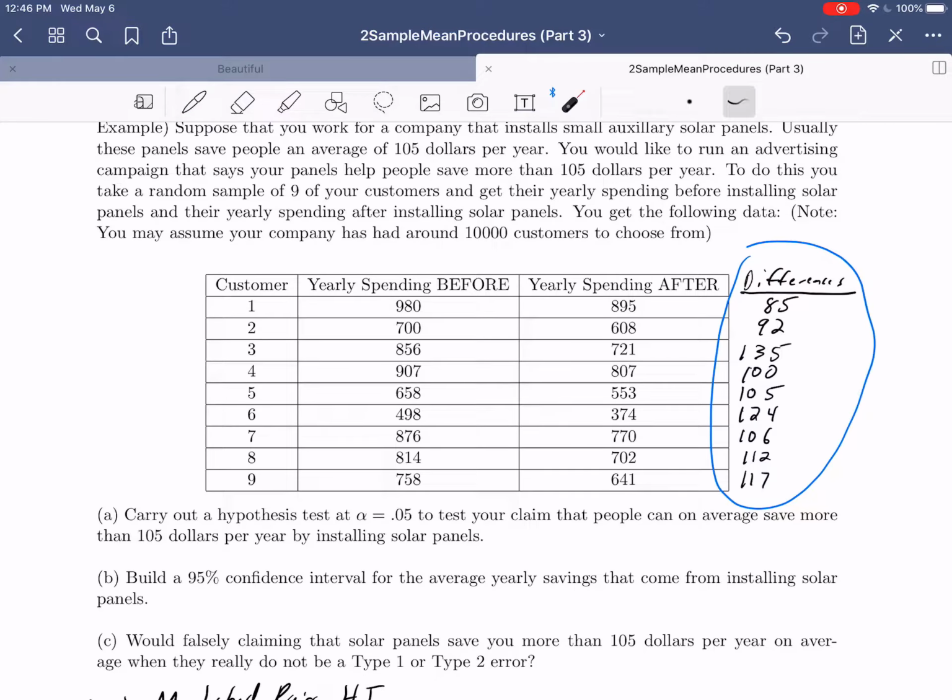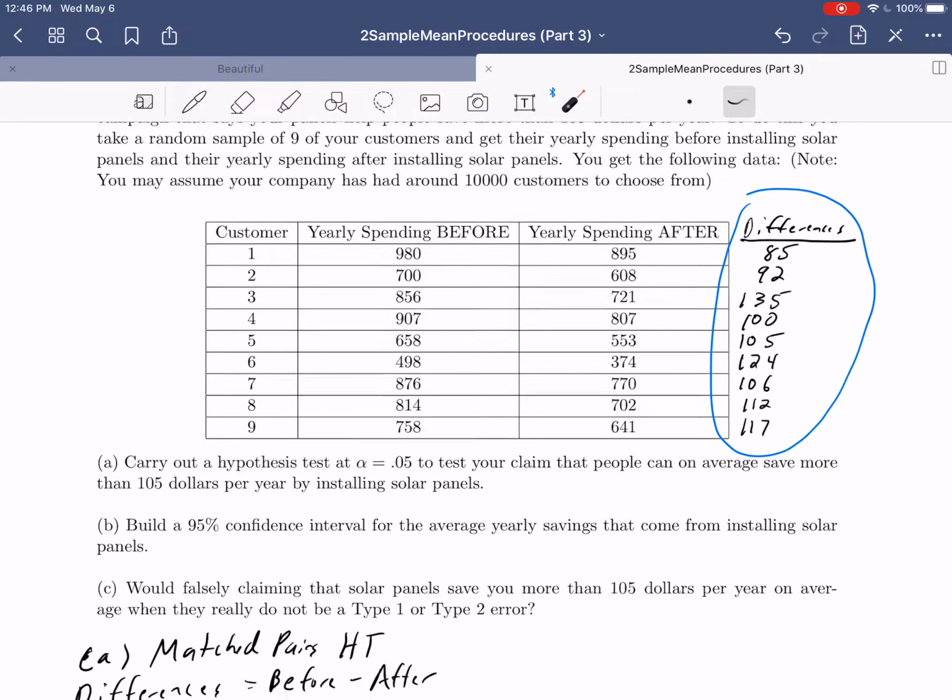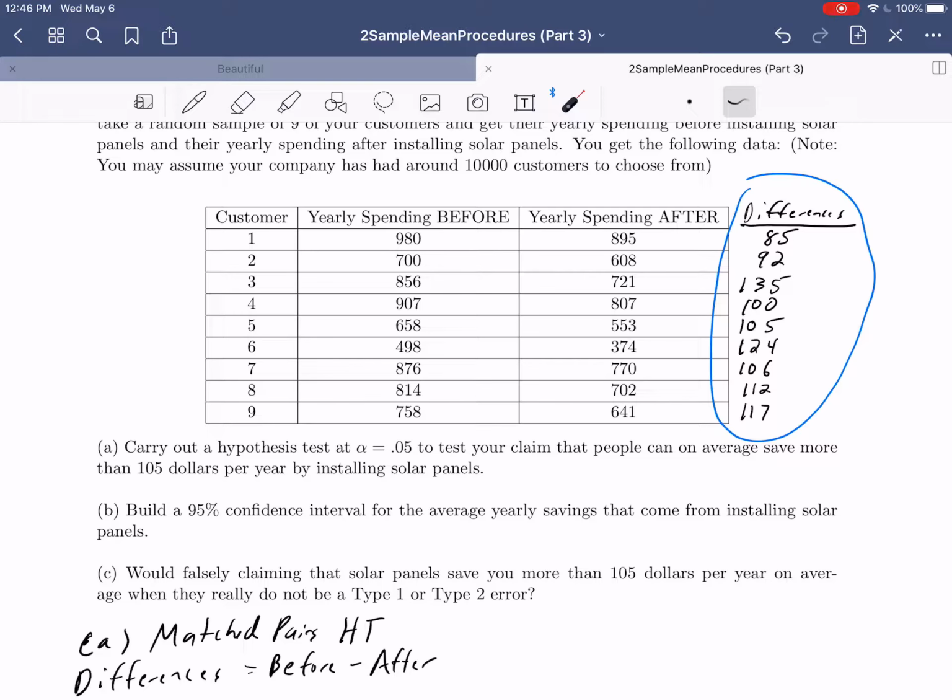Whenever you have a matched pairs analysis, you are always going to be using the differences. Now, what do these differences represent? Well, since we did it as before minus after, these differences represent the savings, right? This first person apparently saved $85 because they went from $9.80 to $8.95. Whereas customer 9 apparently saved $117 because they went from $7.58 to $6.41.